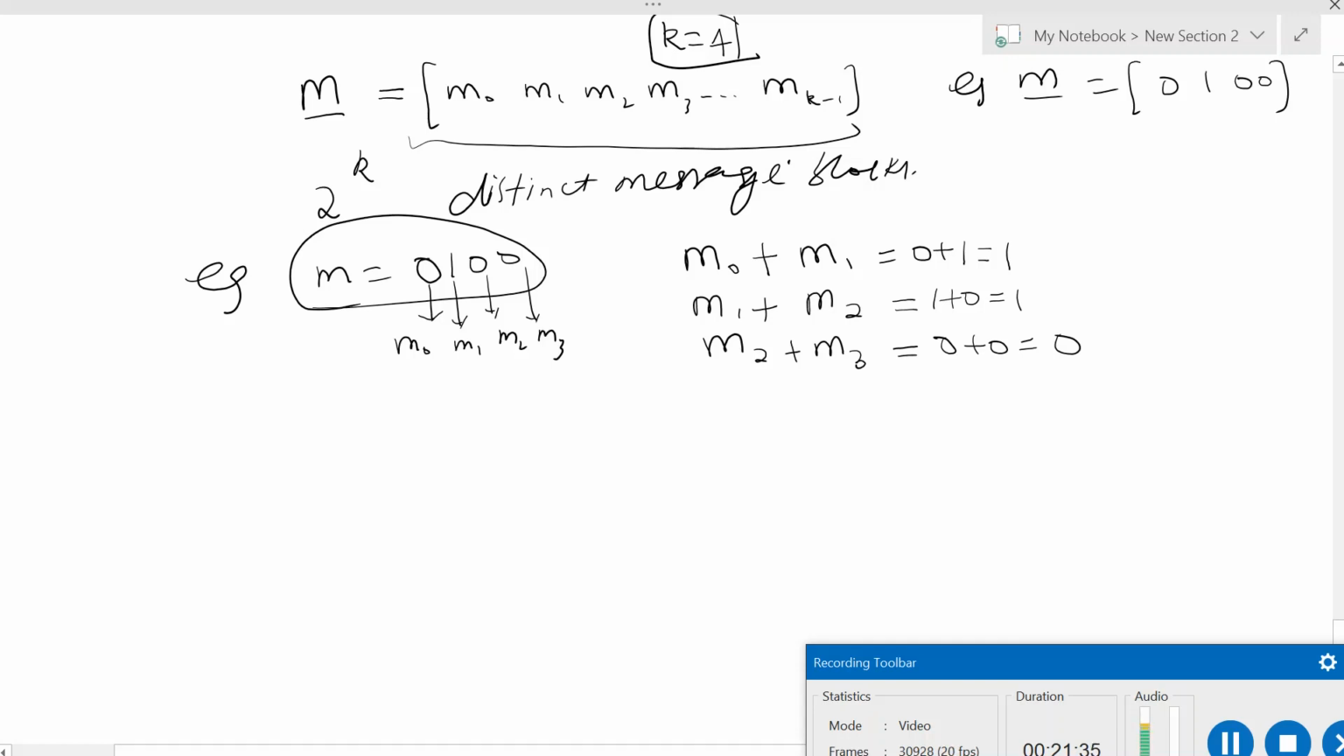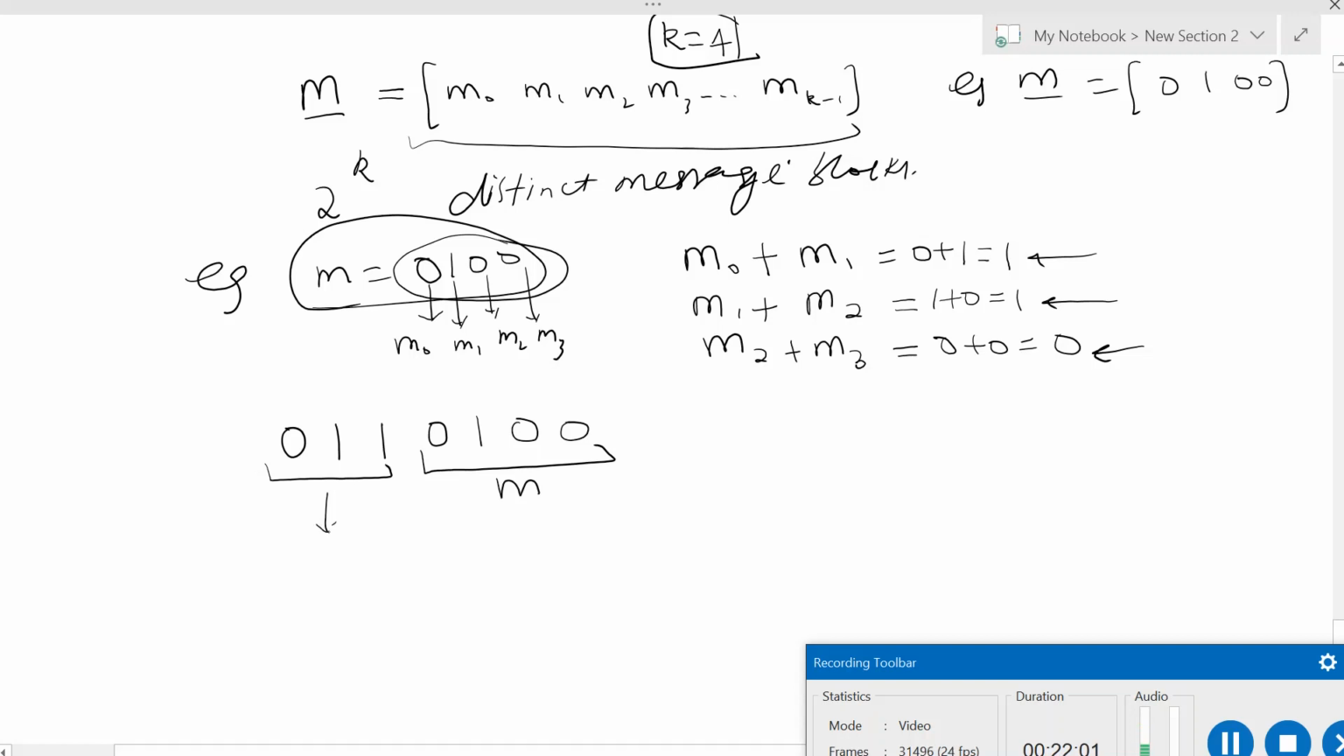Now what I will transmit is not the message, but rather I will do one thing. So starting from this point, I will write 0, then 1, then 1, then the message 0 1 0 0. So it has now two parts. One is these message bits and these three extra bits, which we also called as parity bits.